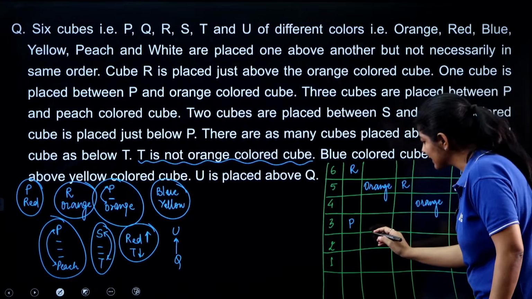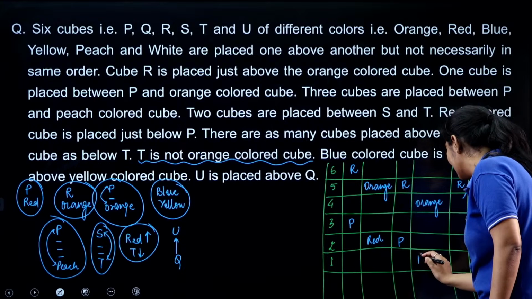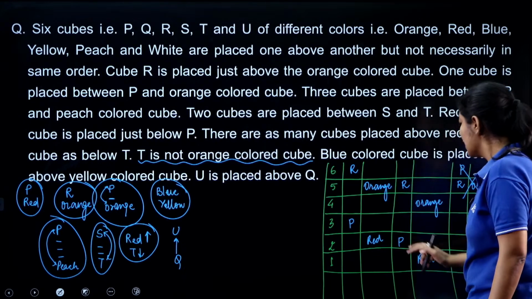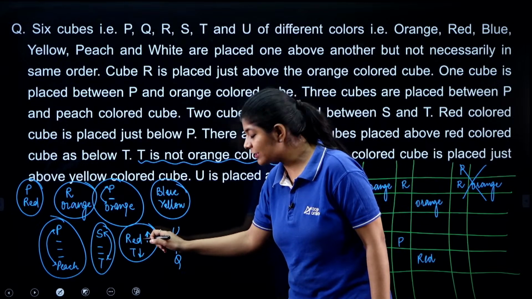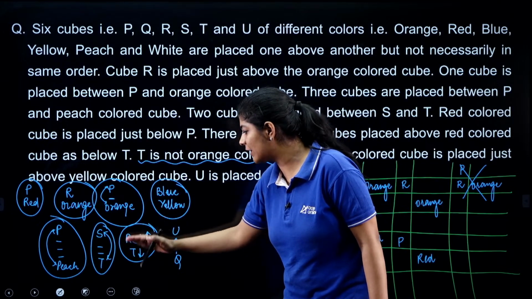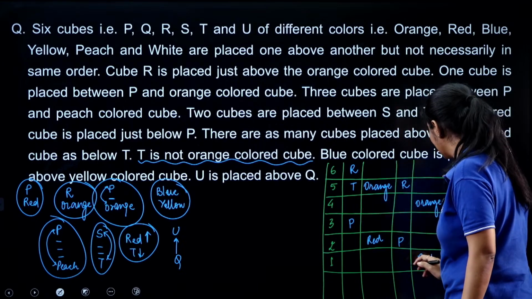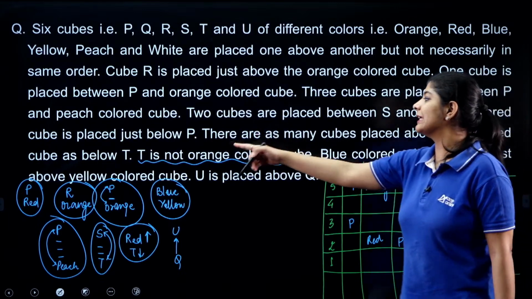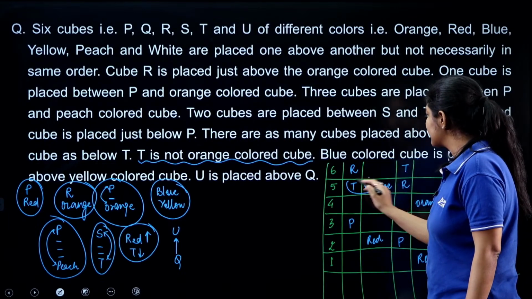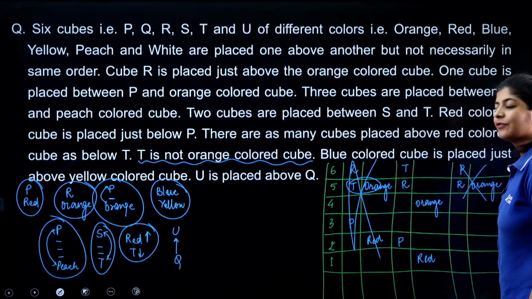If we are having this case, then here we are having a position of red. If it is so, then the condition says that the number of boxes or cubes above red is equal to the number below it. So here we need to put T over here and over here we need to put T. As the question clearly says that T is not orange color, because of this case, this is also eliminated and we are only left with this one.